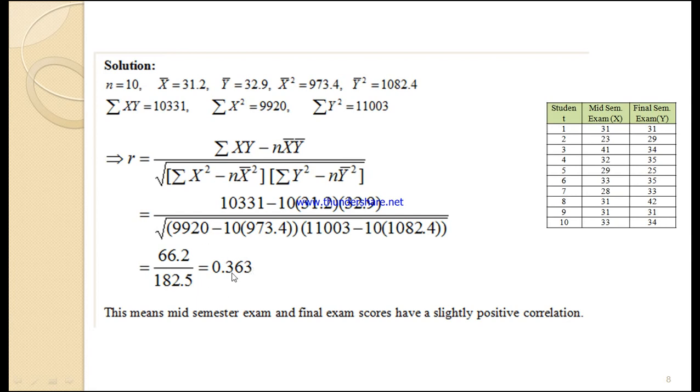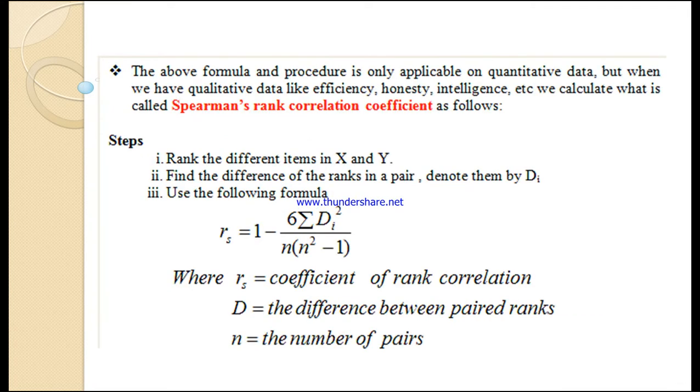Then finally we will obtain 0.363. This is the correlation coefficient between x and y, which implies the mid-semester exam and the final exam scores or results have a slightly positive correlation, as 0.363 is between positive 1 and 0. This is how we can determine the correlation coefficient between two variables, x and y.